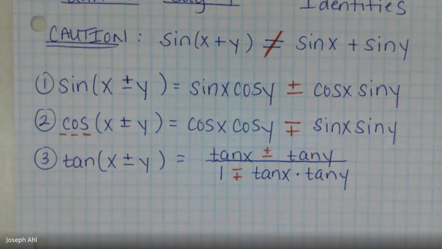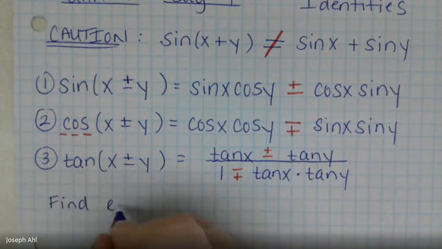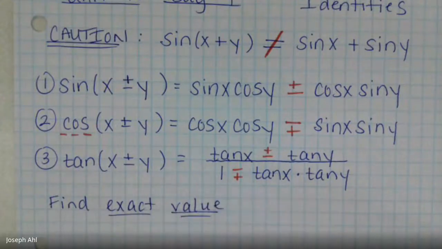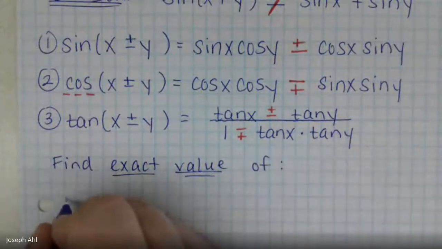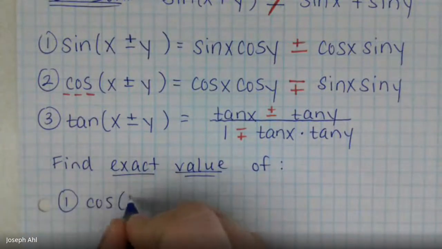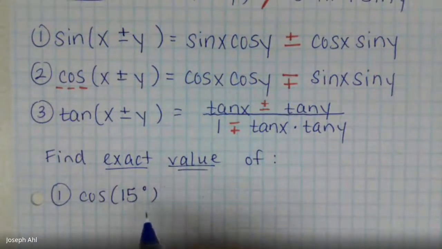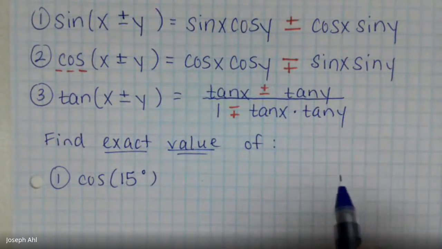So why do we need these sum and difference identities? Because we're going to use them to find the exact value of things that are maybe not such special triangles. So find the exact value of the following. Number 1, let's figure out what's cosine of 15 degrees. There's no special triangle I can think of that has a 15-degree reference angle. I don't know how to label those sides.